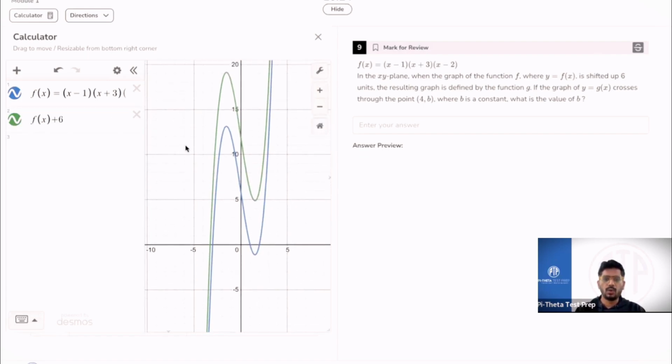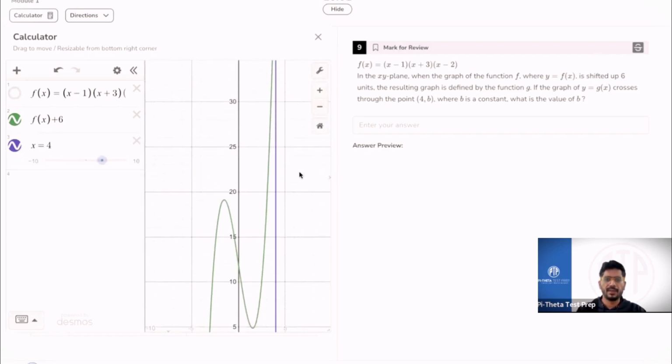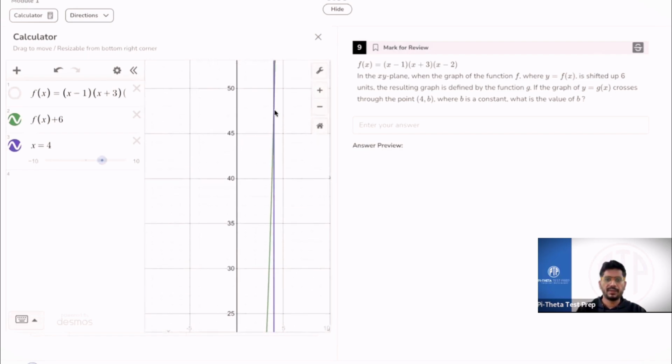Now you are getting two graphs. How to understand which is the translated graph? If you see, the green color denotes the translated graph and the blue color denotes the original graph. So you can just make your original graph invisible, and for your translated graph f of x plus 6, simply if you put x is equal to 4, you will get the value of b, that is the value of y. Yes, so what we are getting here is this point, and this point is 4 comma 48. That means your value of b is 48. Simple as that. Yes, so nothing to worry about, right? Such type of questions we can easily do this.